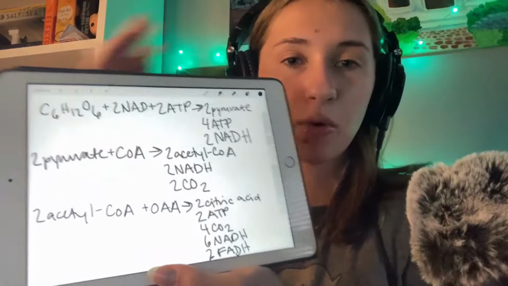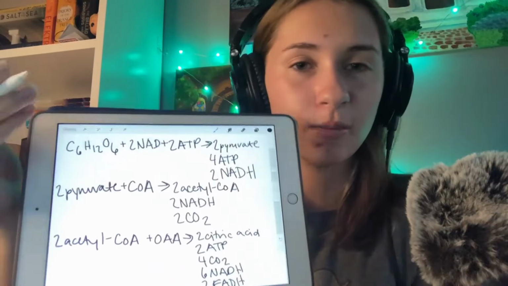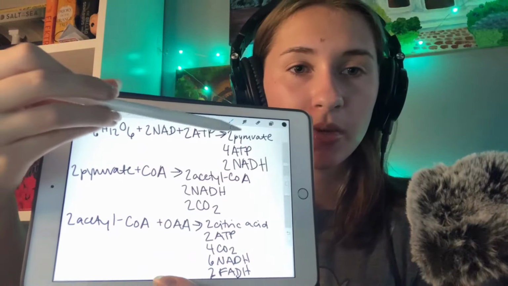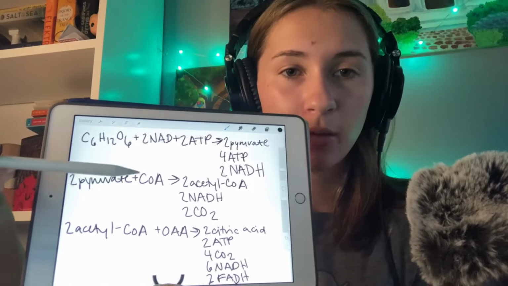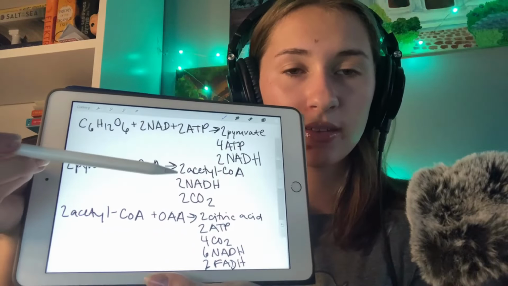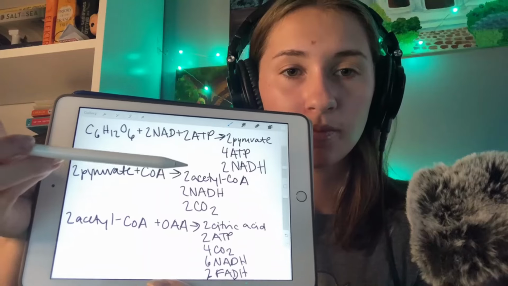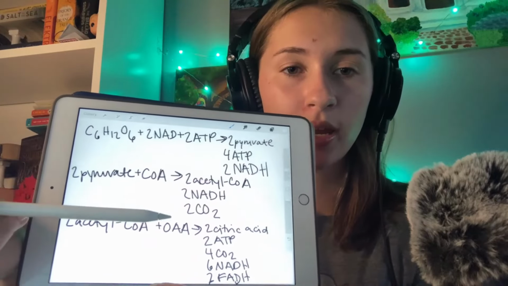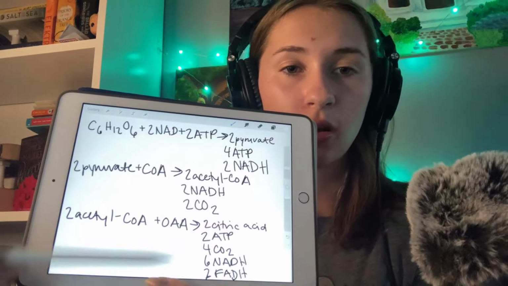So this is what the equation looks like for the citric acid cycle or the Krebs cycle. So from glycolysis, we take that 2 pyruvate, we plug it back in, we add our CoA, we get this. We take that 2 acetyl-CoA, plug it back in, add our OAA, and get all this for the citric acid cycle.